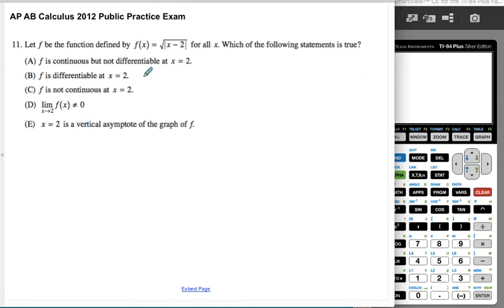All right. Let f be defined as this. Which of the following statements is true?